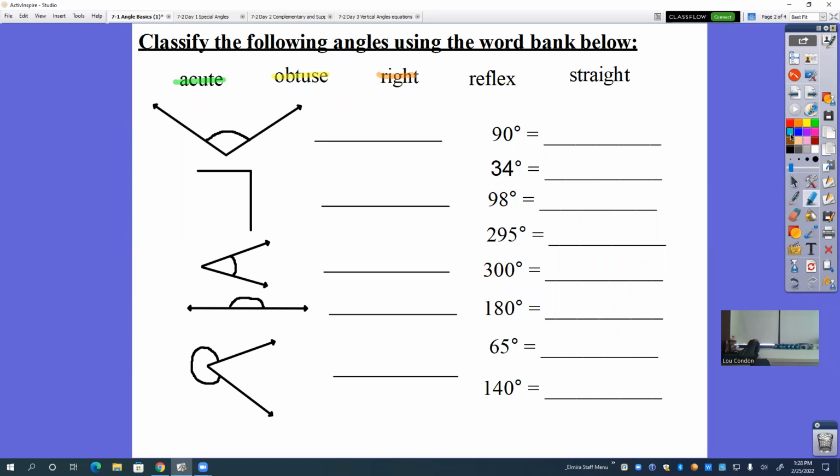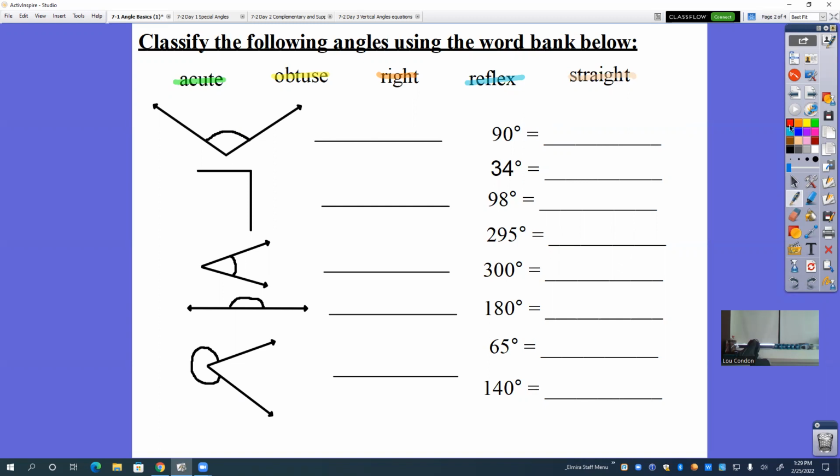And then we have a reflex angle, that is the exterior side, or greater than 180 degrees. And lastly, we have a straight angle that is exactly 180 degrees. So again, acute, less than 90. Obtuse, greater than 90. A right angle, exactly 90 degrees. A reflex angle is greater than 180, and a straight angle is exactly 180 degrees.